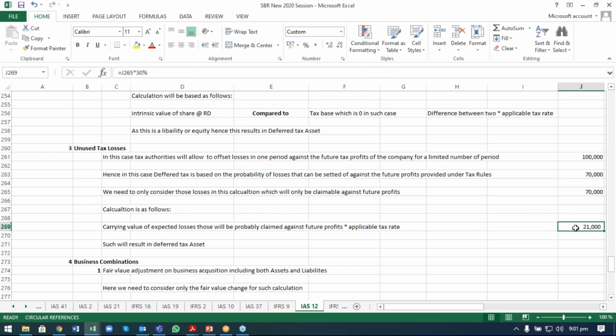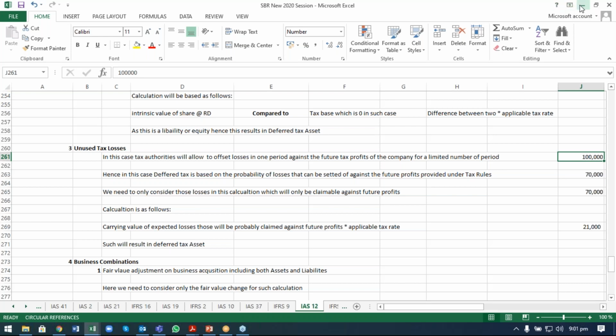Rather than creating a deferred tax asset of 30,000 on this 100,000 loss, you can only recognize 21,000 as a deferred tax asset against such losses, and it must be based on a high probability that you are going to create future taxable profits, only then.